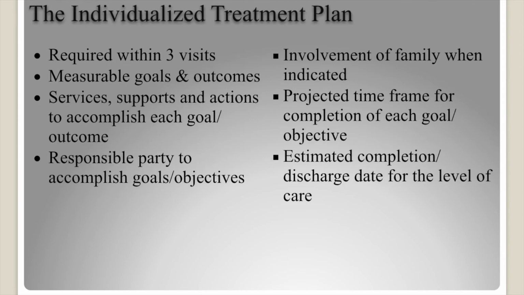Now, contracted agencies are required to complete an individualized treatment plan on each consumer with the following documentation requirements. That treatment plan must be completed within 3 outpatient visits and needs to be indicated by signatures and dates. Treatment plan must contain measurable goals and outcomes and must note the services, supports, and actions to accomplish each goal or outcome. Now, when we're doing that, we also note the responsible party to accomplish those goals and objectives. And if you have family involvement, you need to have that notated as well. Have a projected time frame for the completion of each goal or objective that's on the treatment plan, and note the estimated date of completion or date of discharge for each level of care.